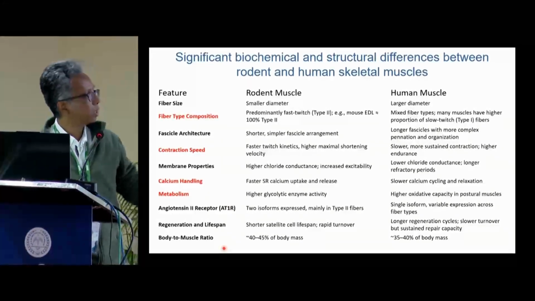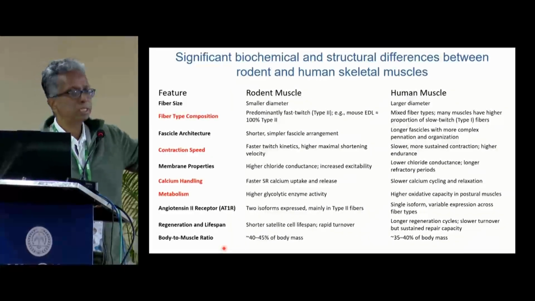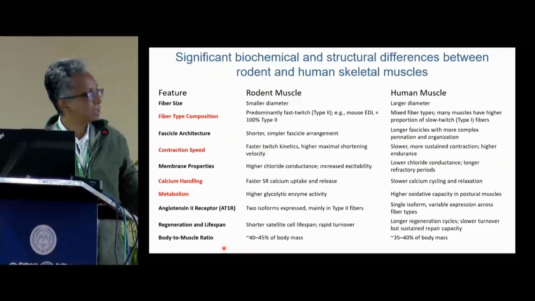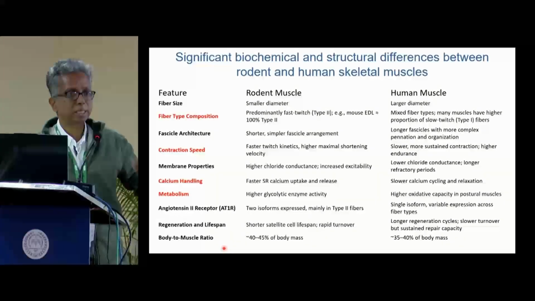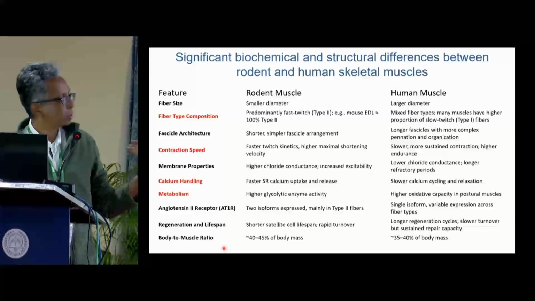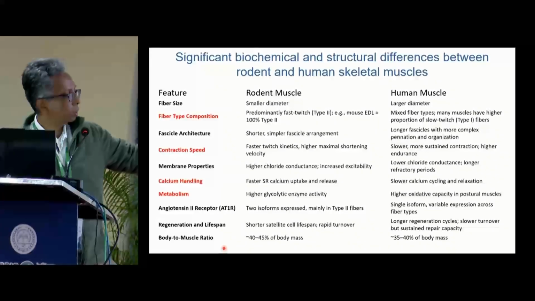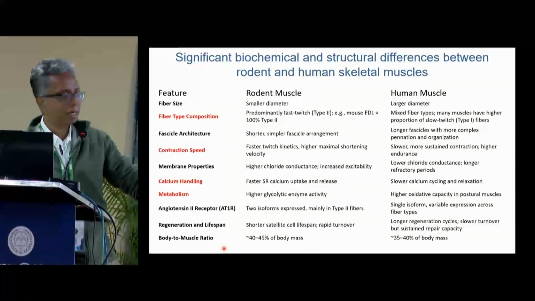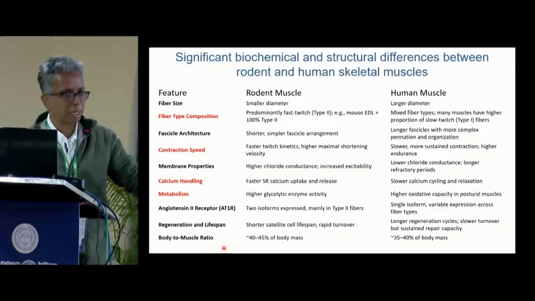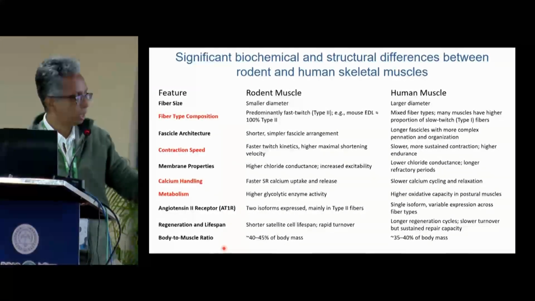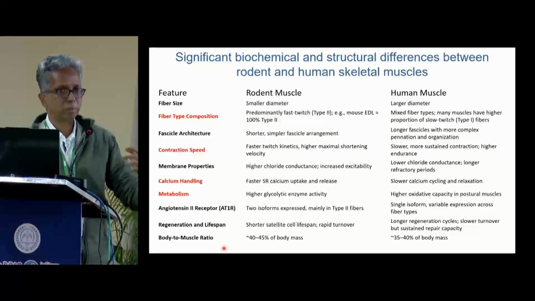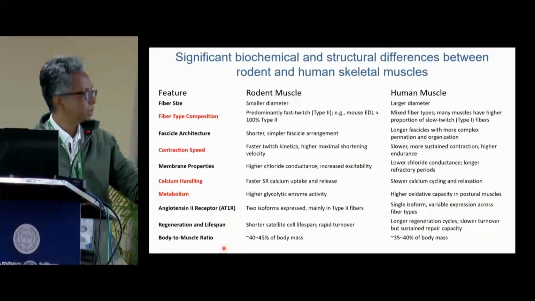Same thing goes for, as you can imagine, the contraction speeds are very, very different in terms of fast twitch fibers and slow twitch fibers. The calcium handling, in terms of calcium release kinetics and how they respond to different agonists, is very different. So you can also extrapolate from this that the metabolism is very different. Essentially, the glycolytic enzyme activities in smaller rodents are extremely high, while we have a lot more of the oxidative fibers and mitochondrial fibers in human beings.